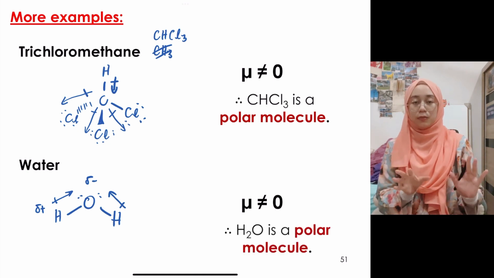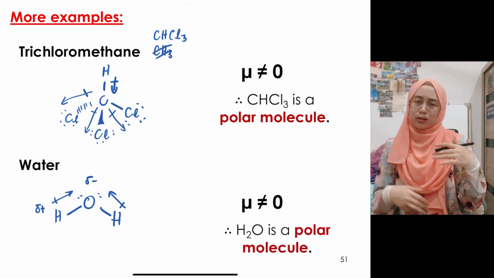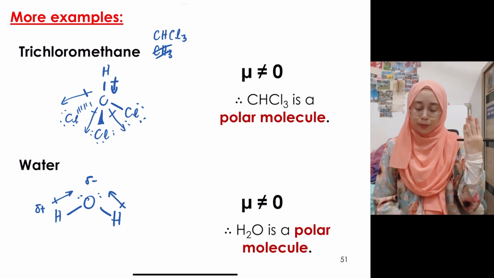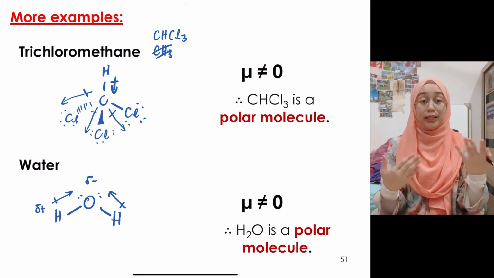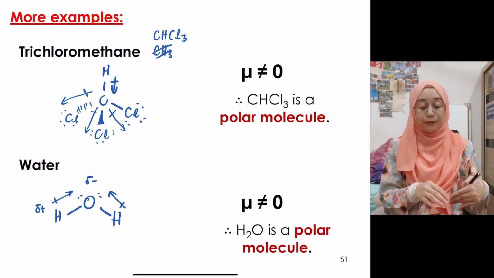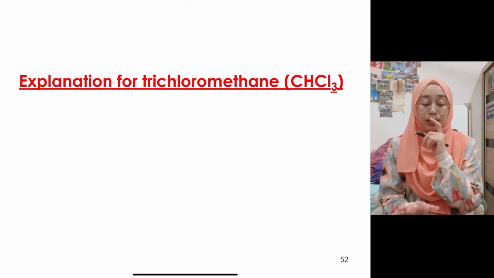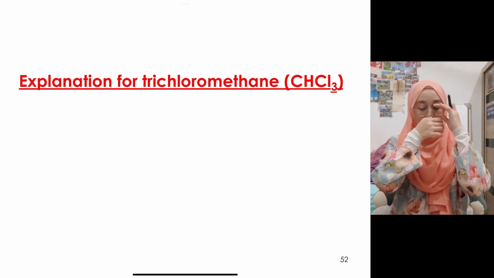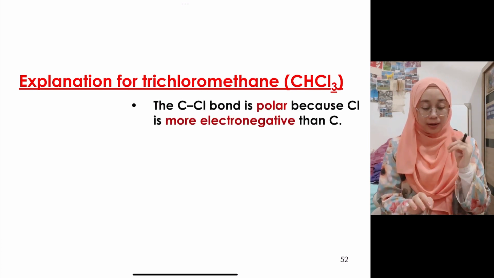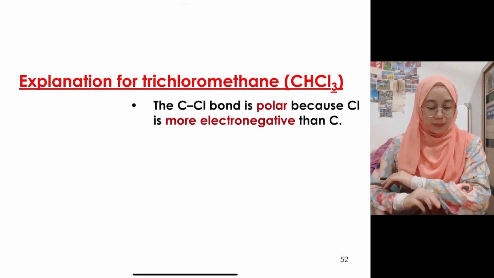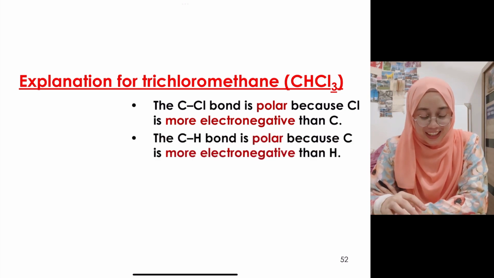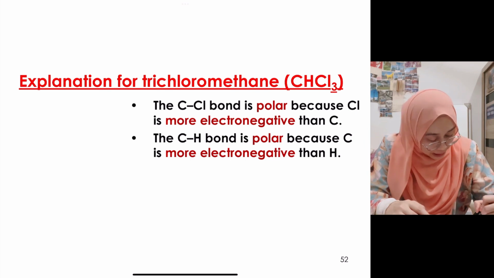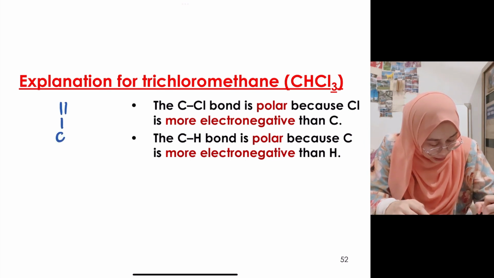So maybe ada some question yang kamu tanya, kenapa boleh jadi polar molecule, bukan dia boleh cancel off one another kan? Nanti kita tengok balik apa explanation specifically untuk water ni. So first, let's have a look dekat explanation for the trichloromethane. Okay, so sepatutnya muncul kat atas tu tapi tak muncul pula. Okay, nanti kita tengok apa CHCl3 ni. So basically class, Miss kena redraw balik kat sini.